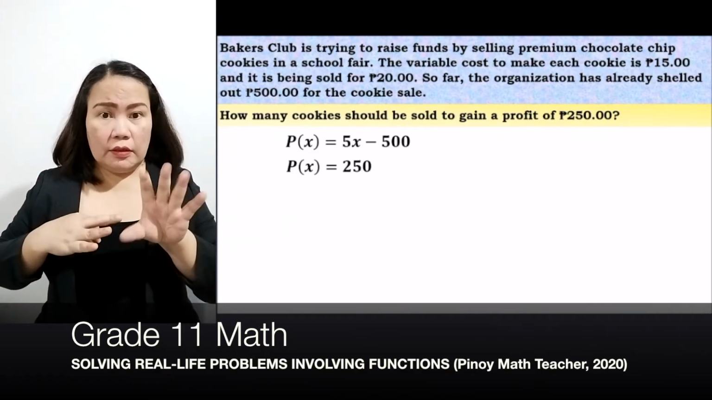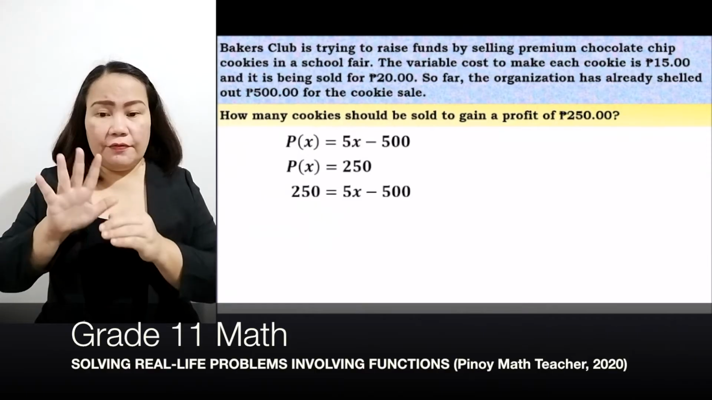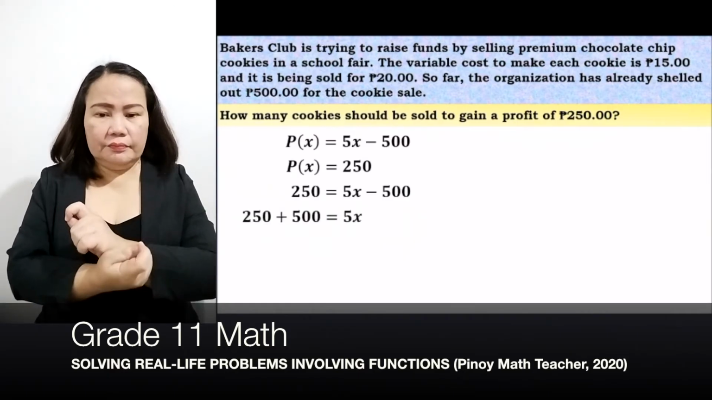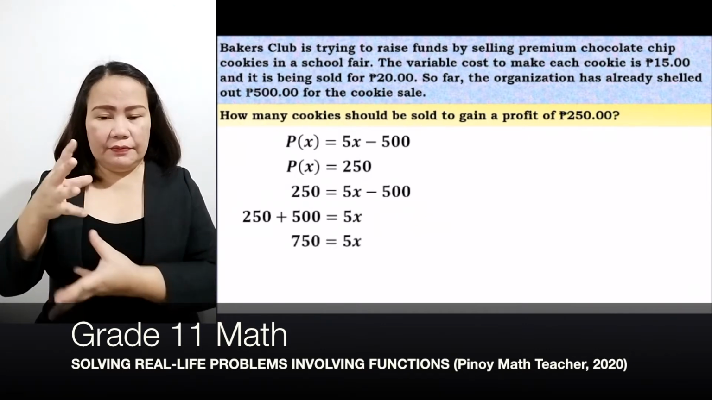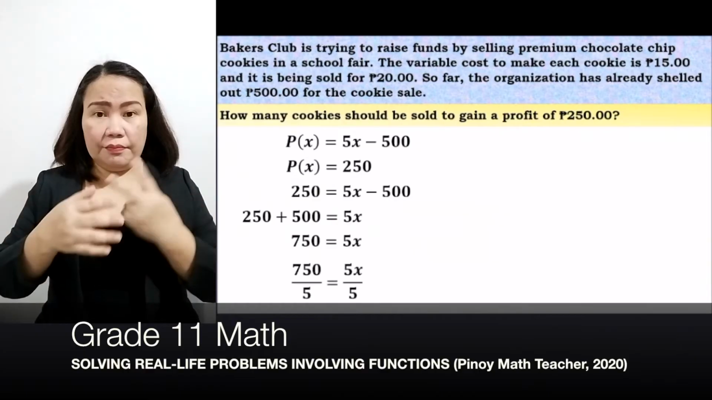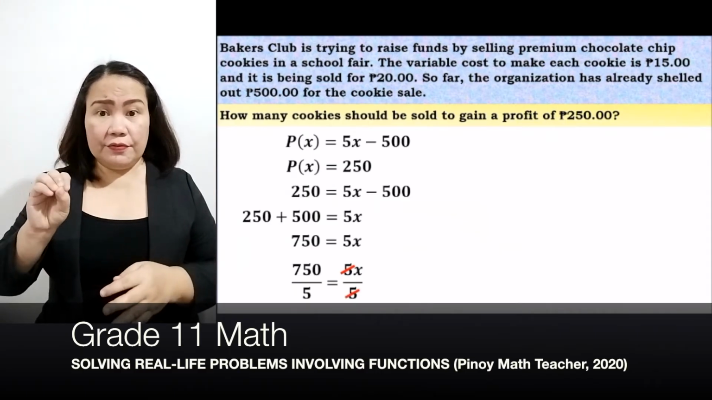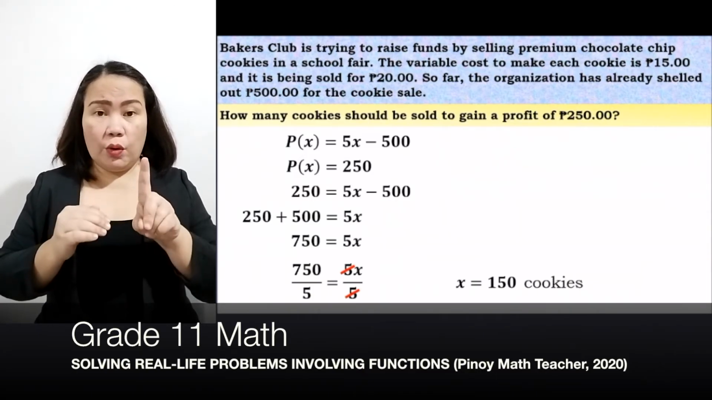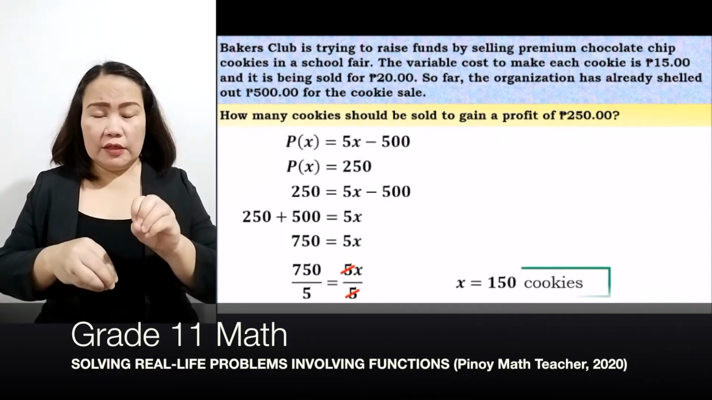So, replace natin yung P of X ng 250. Ayan. Next, solve natin for X. So, transpose natin yung negative 500 sa kabilang side. Ayan. So, 250 plus 500, that is equal to 750. Next, divide natin both sides by 5. Okay, so, cancel dito. 750 divided by 5, that is 150. Ibig sabihin, kailangan makagawa sila at makabenta ng 150 cookies para ang profit nila ay 250 pesos.